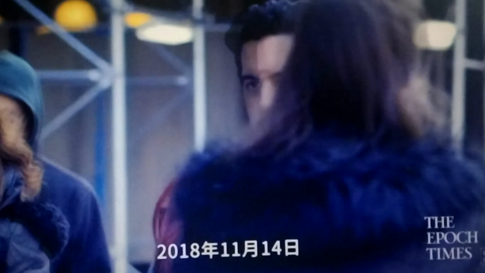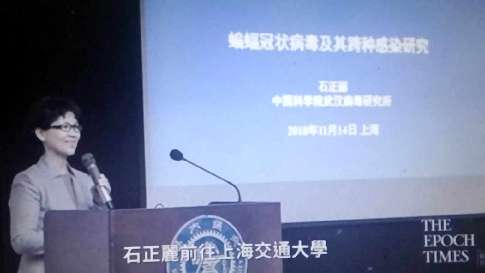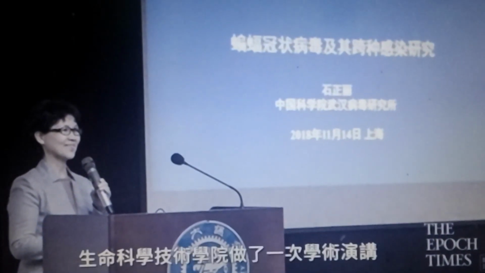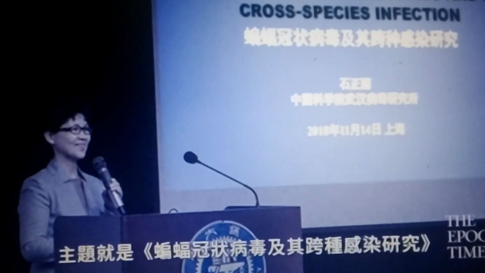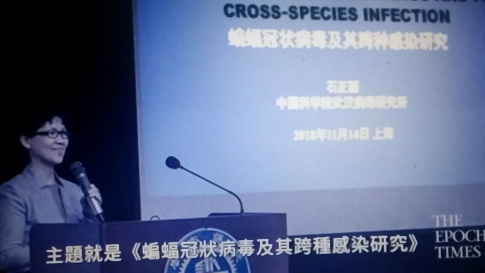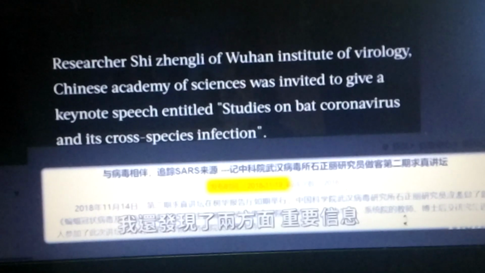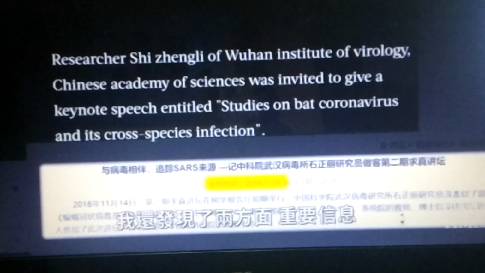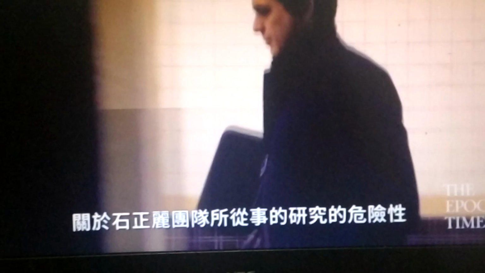On November 14, 2018, Xi Jinping spoke at the School of Life Sciences and Biotechnology at Shanghai Jiaotong University. The topic was bat coronavirus and its cross-species infection. Reports of this event have since been deleted from the university website. I discovered two more significant pieces of information regarding the dangers of the research conducted by Xi Jinping's team.